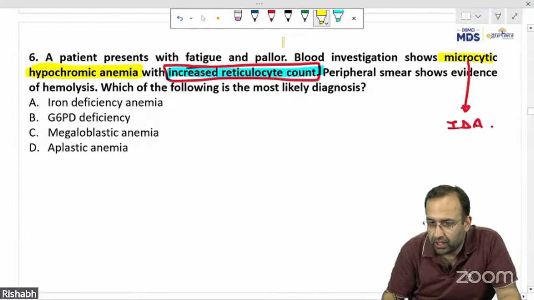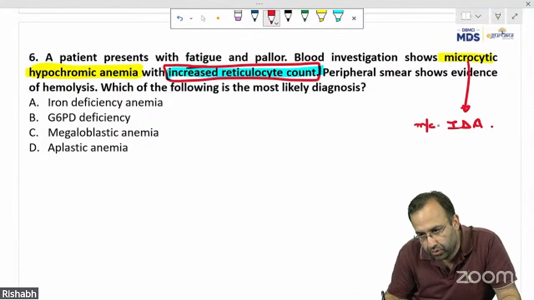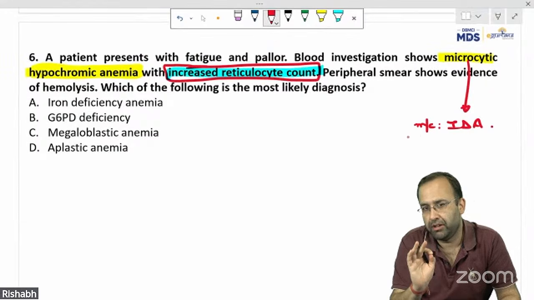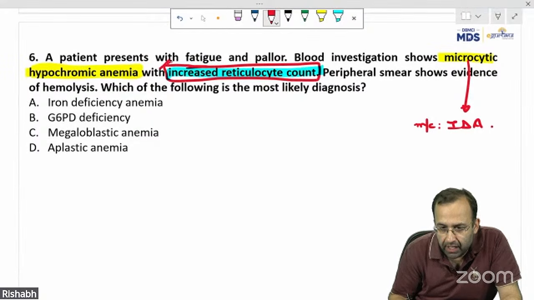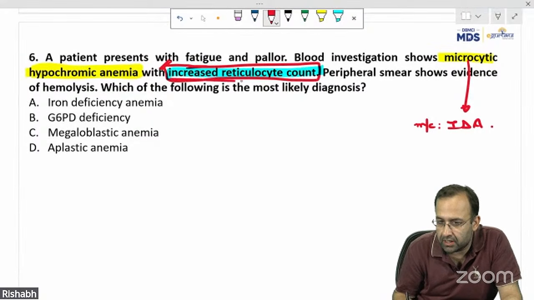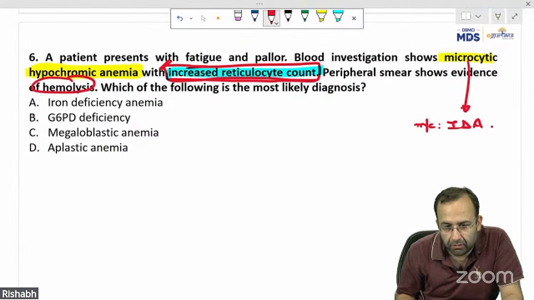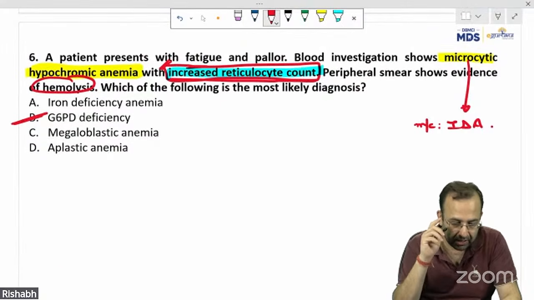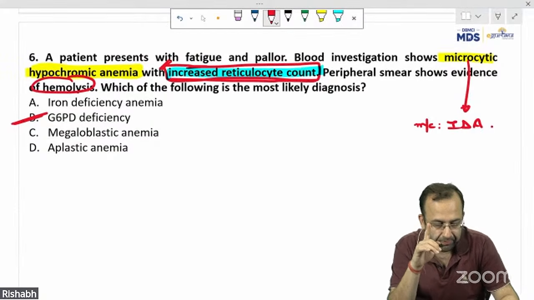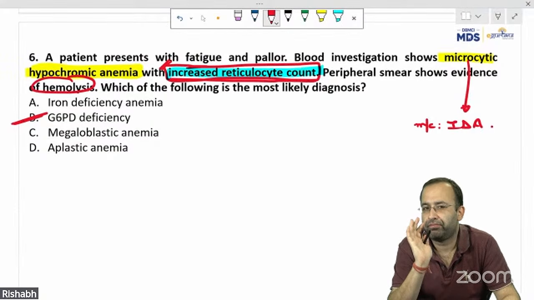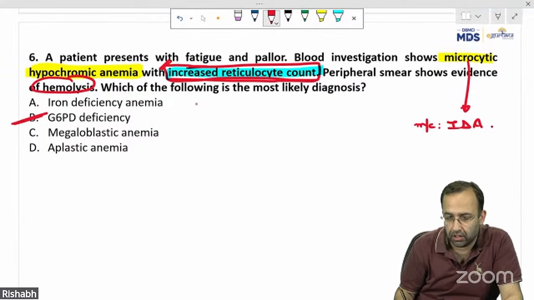So microcytic hypochromic anemia, I agree that the most common cause is iron deficiency anemia. But if the examiner is saying in this question that it is associated with increased retic count and peripheral smear as hemolysis, it is a case of G6PD deficiency. Please have a good look at this question.